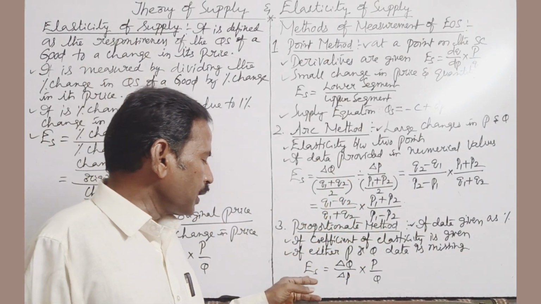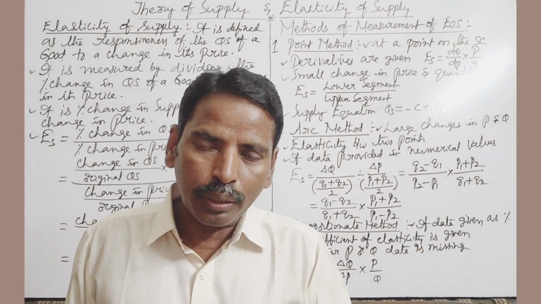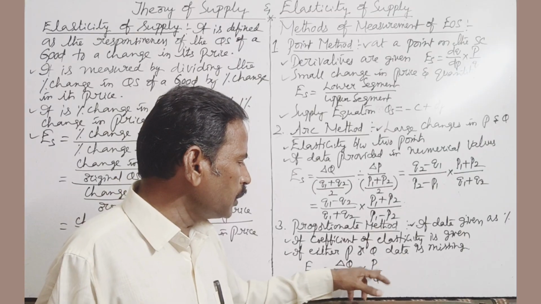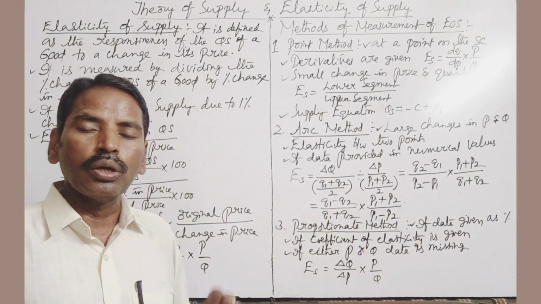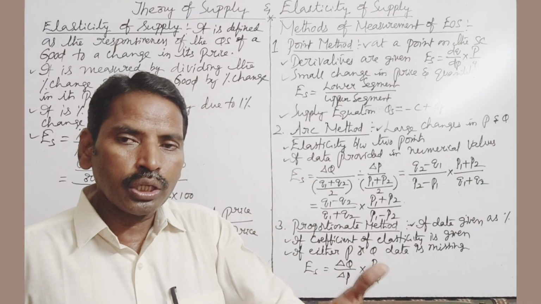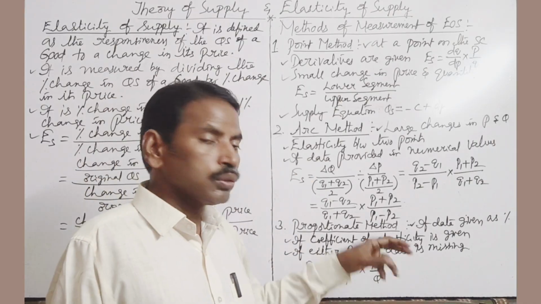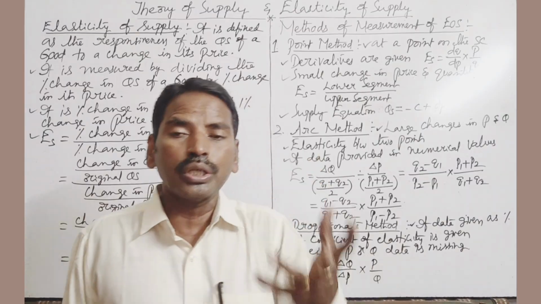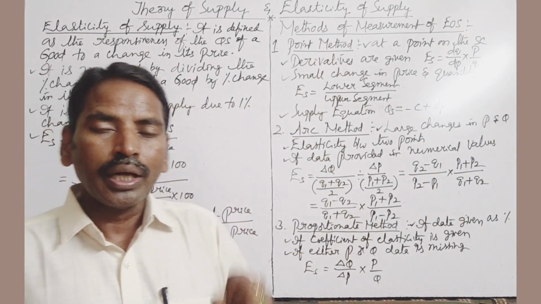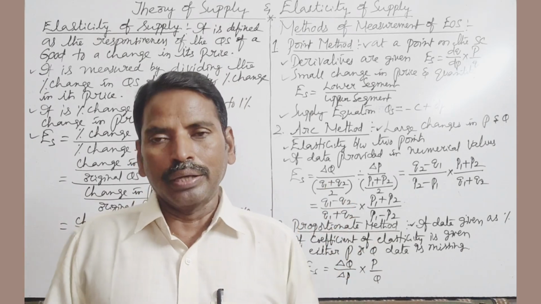So therefore elasticity of supply is equal to delta Q by delta P into P by Q. ES is equal to elasticity of supply. Delta Q, change in the quantity. Delta P, change in the price. P means original price, Q means original quantity. So these are the three methods applied to measure elasticity of supply.